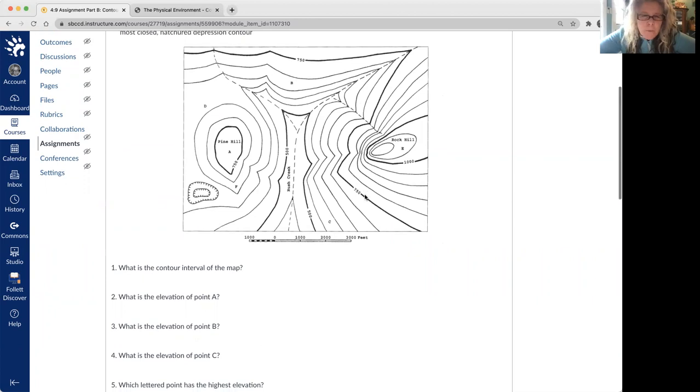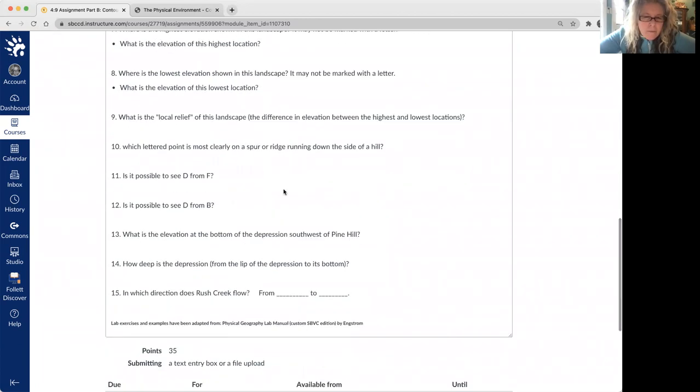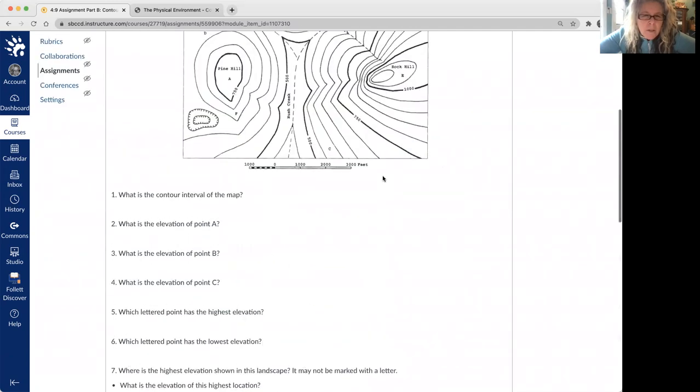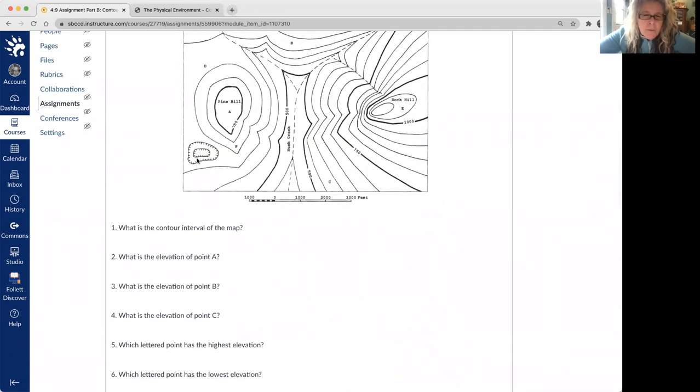What is the elevation at the bottom of the depression southwest of Pine Hill? Oh, I think we did that one already. Oh, no, we did not. Okay. So the bottom of the depression, this is the bottom of the depression.